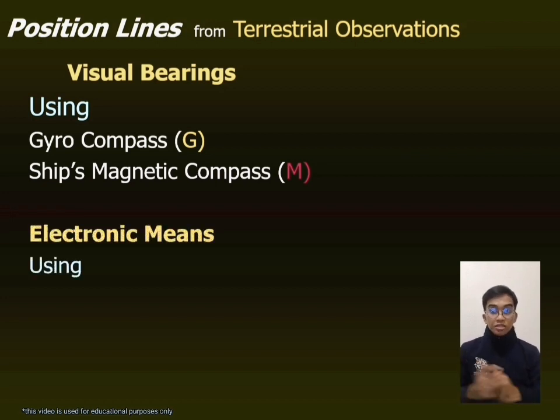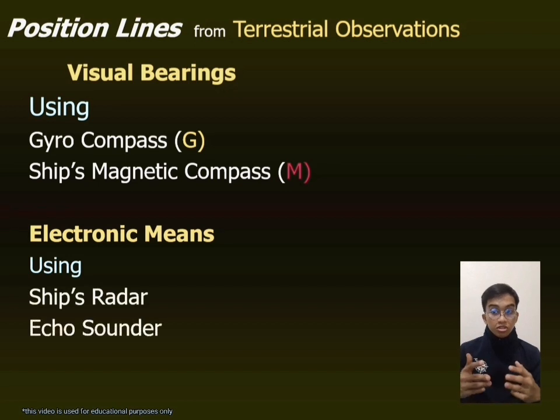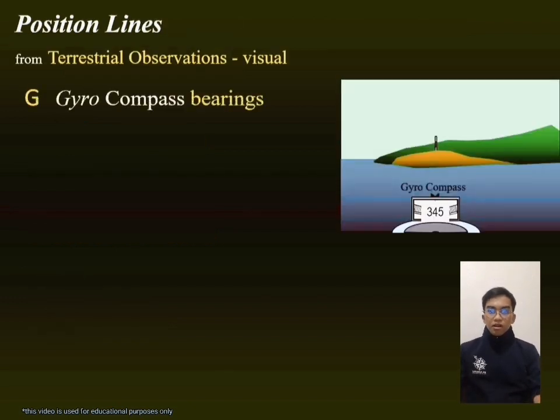Electronic means of position fixing involves the usage of the ship's radar and the echo sounder, as in the succeeding slides. So we will be talking about visual bearings using the gyro compass bearings.